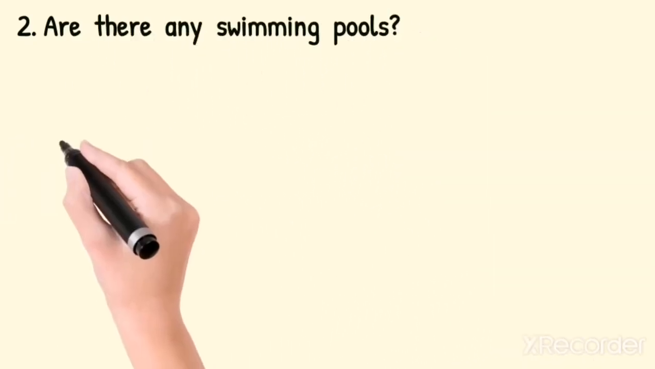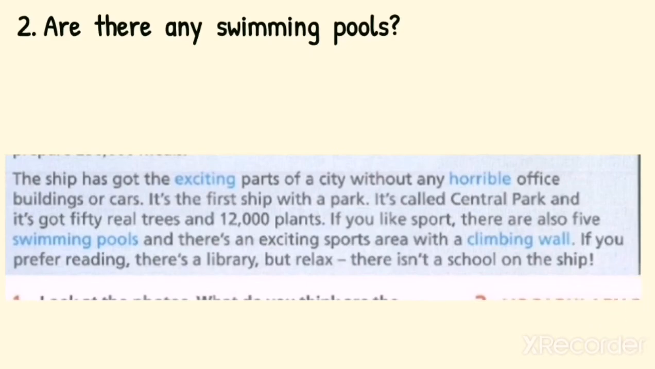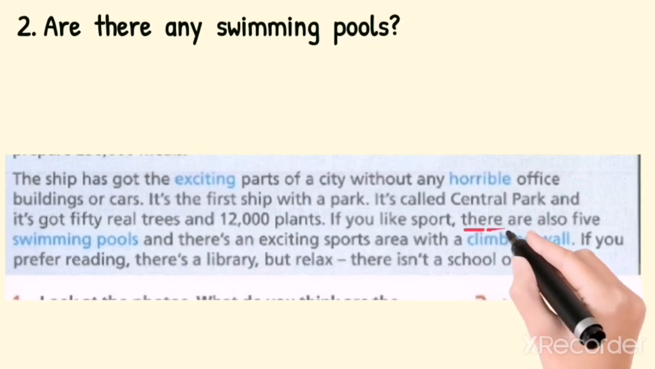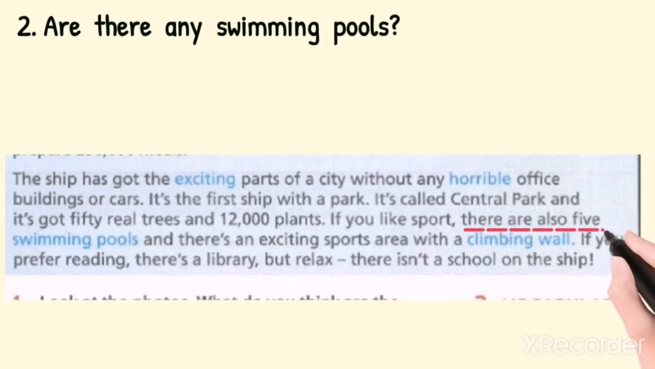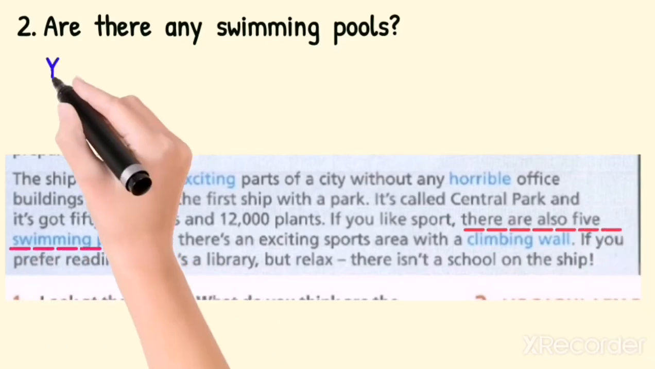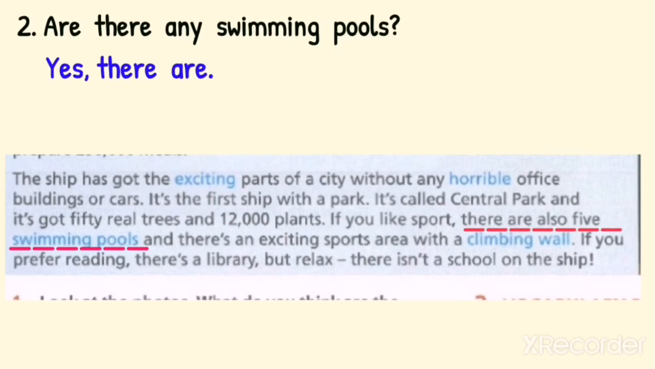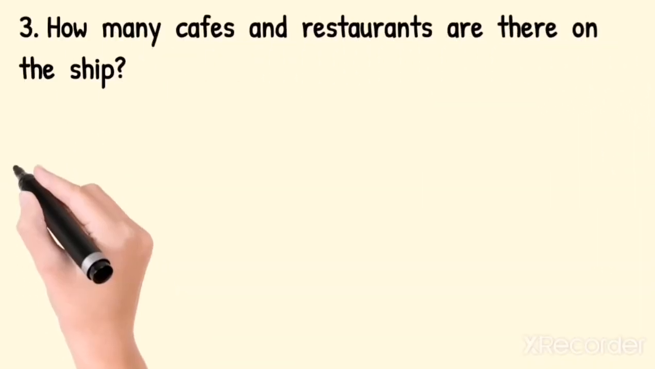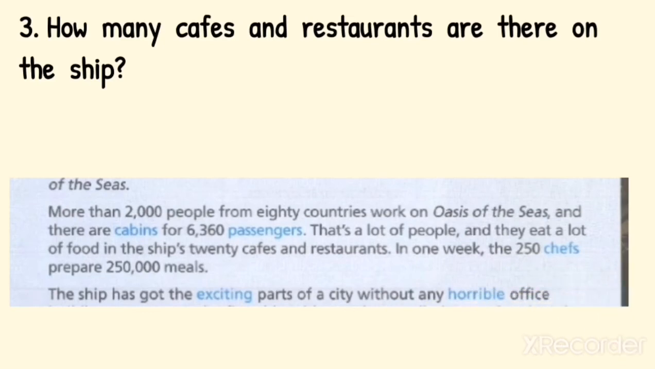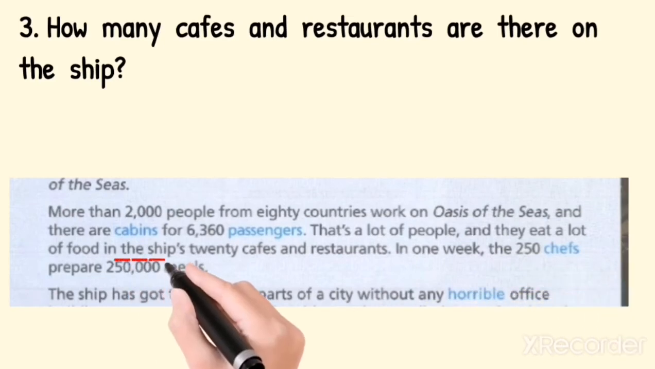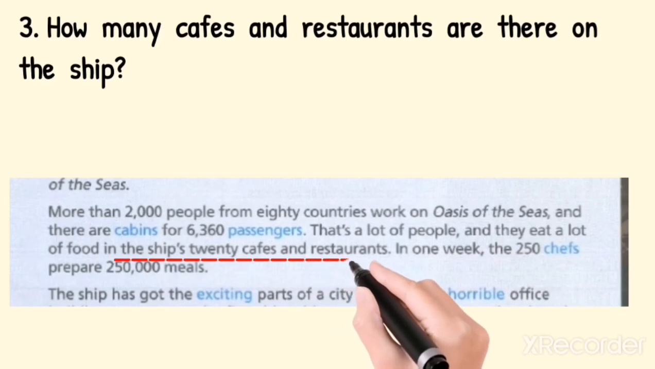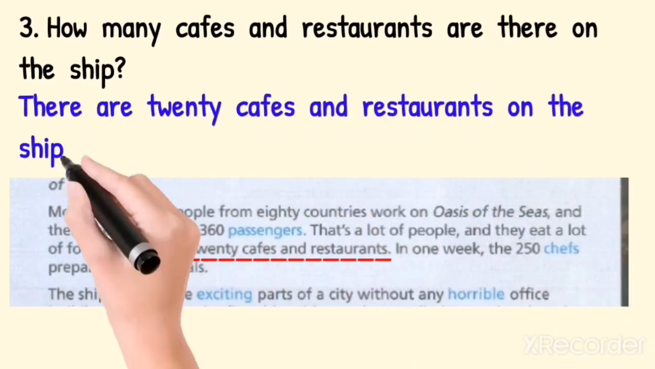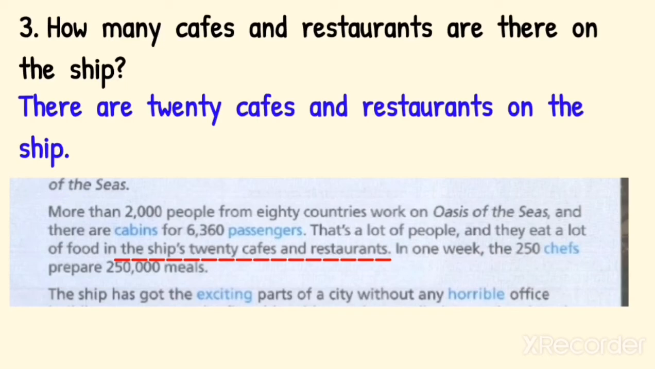Now question number 2, it begins with are there. So you see, are there any swimming pools? Yes, there are. In fact, there are 5 swimming pools there. You can find the answer in the text. Okay, number 3. How many cafes and restaurants are there on the ship? Yes, there are 20 cafes and restaurants on the ship. You need to copy all these questions and answers in your exercise book.